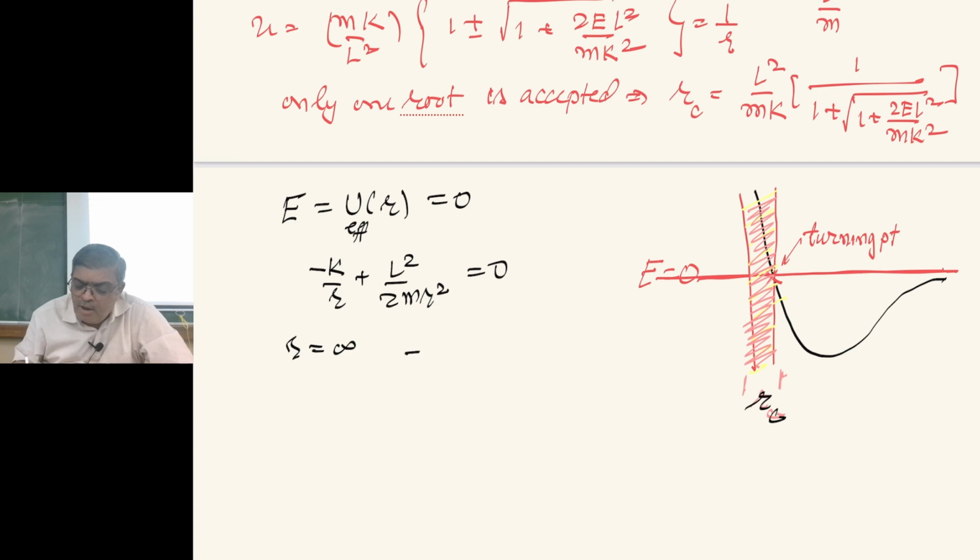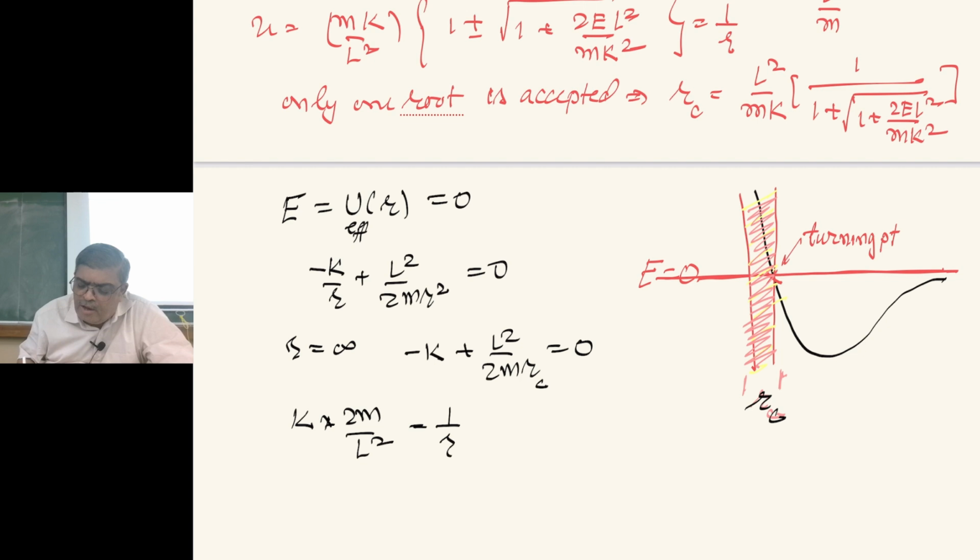So then I'm going to get minus k plus L squared by twice mr is equal to 0. So that will give me the other root, which I'm going to call RC. So k times twice m divided by L squared is equal to 1 by RC, and that is equal to twice mk by L squared, which means that RC is equal to L squared by twice mk.